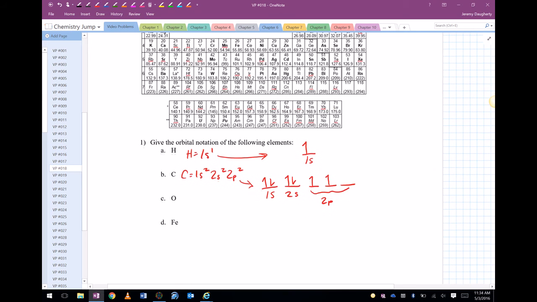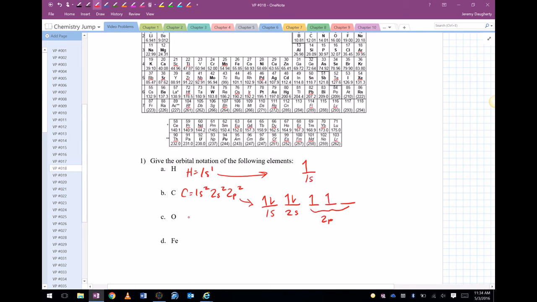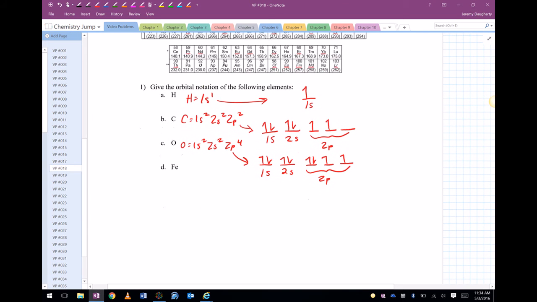So let me show you what that looks like with oxygen here. Oxygen is going to be 1s2, 2s2, 2p4. So here's the 1s, here's the 2s, and then again we have 3 p orbitals. So we put one there, one there, one there. Everybody gets one, and then we have to go back and give a second to that one. And now we can really see that with iron.